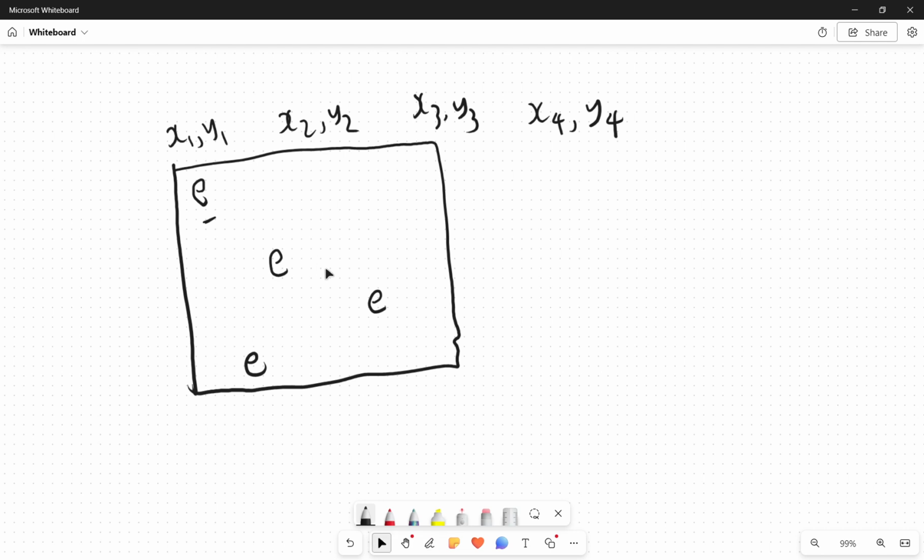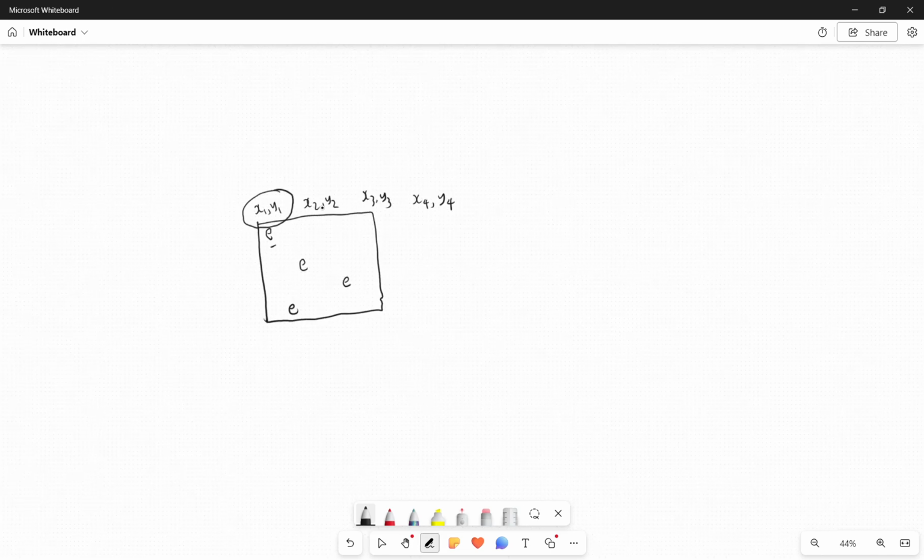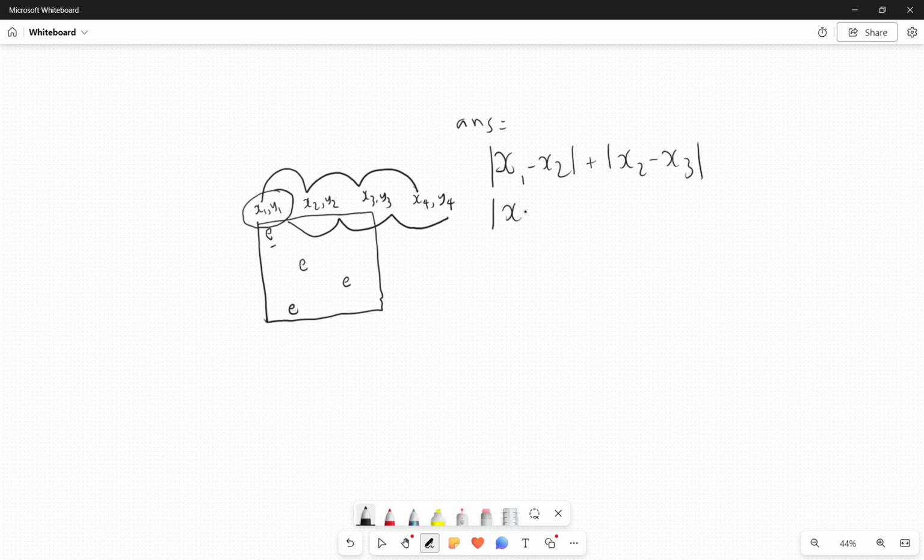Basically, we can calculate the Manhattan distance by pairs of x and then pairs of y. What I mean by that is our answer will be equal to mod of x1 minus x2 plus mod of x2 minus x3, plus mod of x1 minus x3, mod of x1 minus x4, plus mod of x2 minus x4, plus mod of x3 minus x4. So what we can observe is that we can separately calculate the answer for the x coordinate and then separately for the y coordinate, and then we can add them.